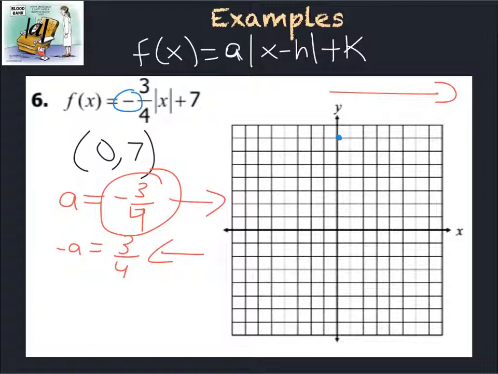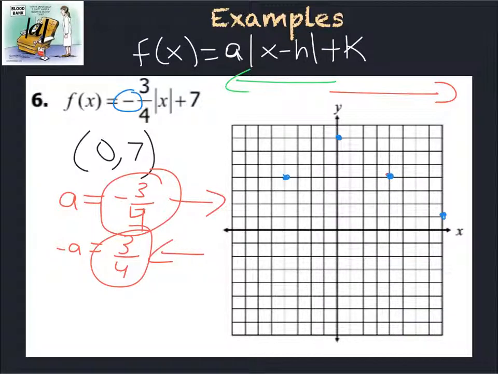All right. Now, as we're going to the right of my vertex, I need to use this slope, which is negative 3/4. That means I go down 3 and to the right 4. And let me change this to blue. Down 3 and to the right 4. Now, as I go to the left of my vertex, I instead need to use this slope, which is positive 3/4. Now, I can't go up 3 and to the right 4 because that would take me to the right of my vertex, and I want to stay to the left. So instead, I'm going to go down 3 and to the left 4.